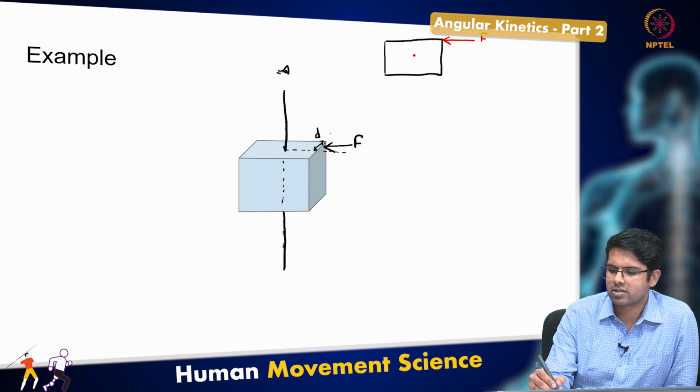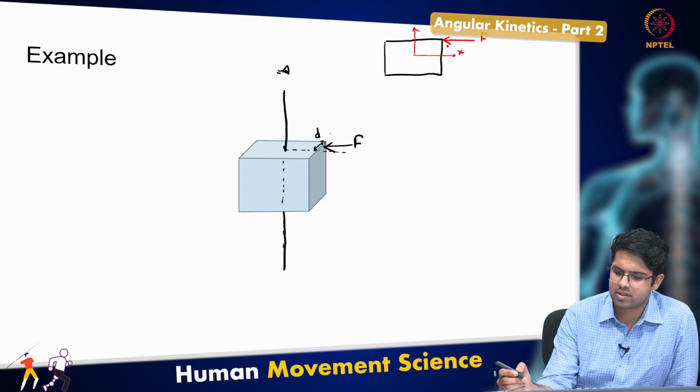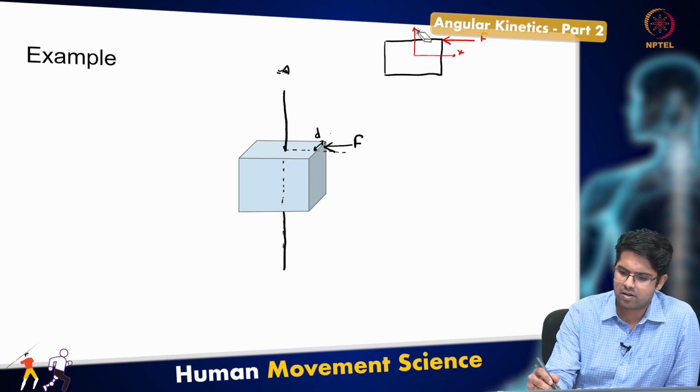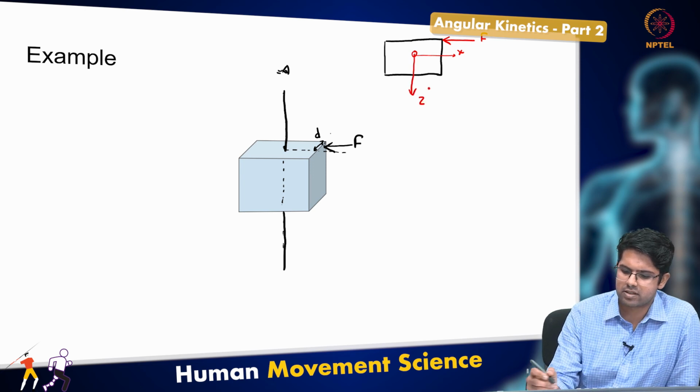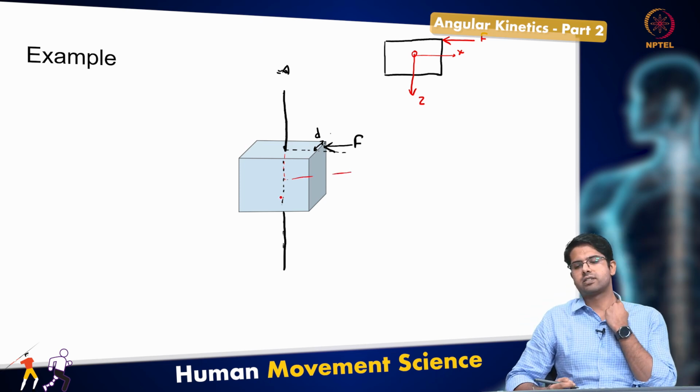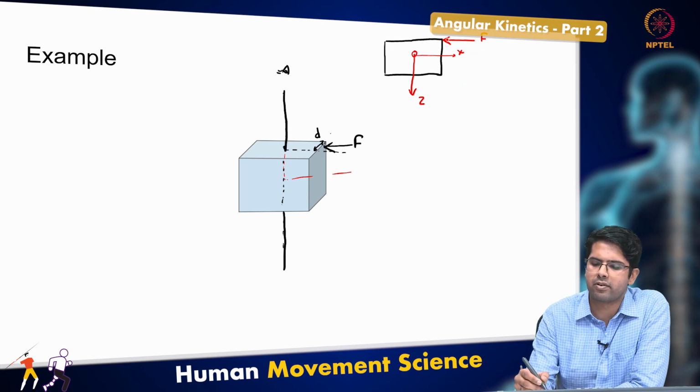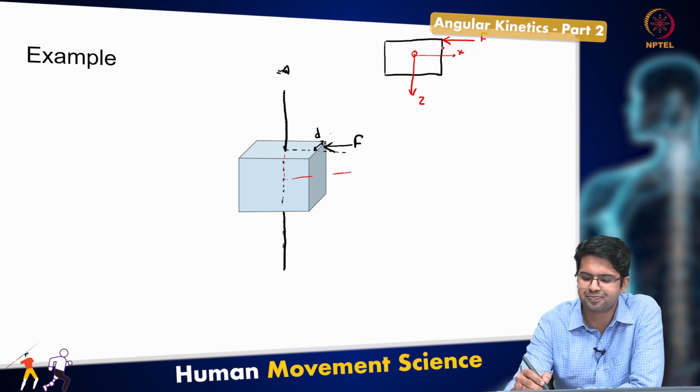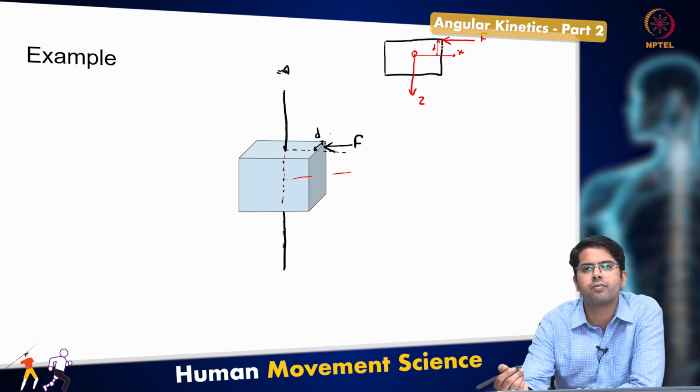Okay, I can define my coordinate system here itself. Let's say this is the x-axis. Previously this was the y-axis coming out of the plane, and this is the z-axis. So now we are looking at the xz plane, and there's a force acting here at this point. This point is located at a distance of d.